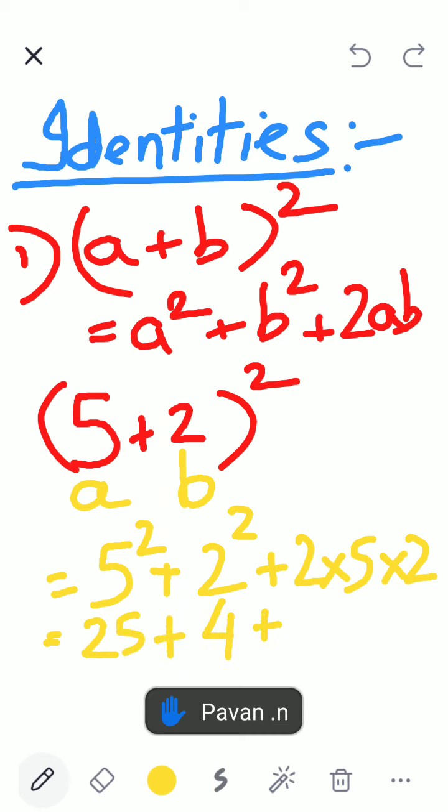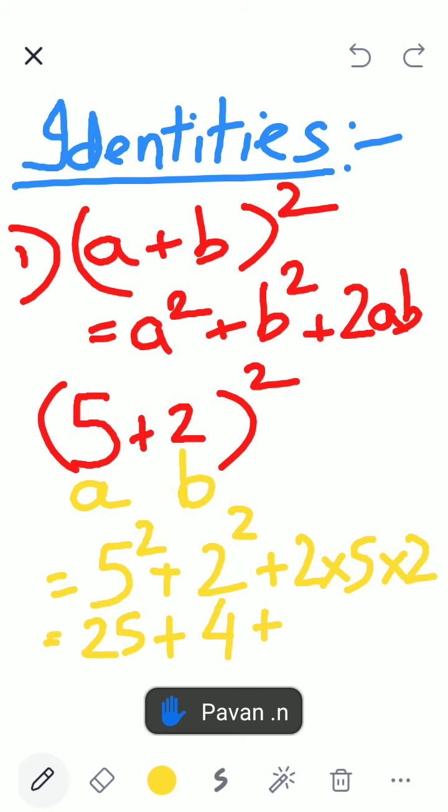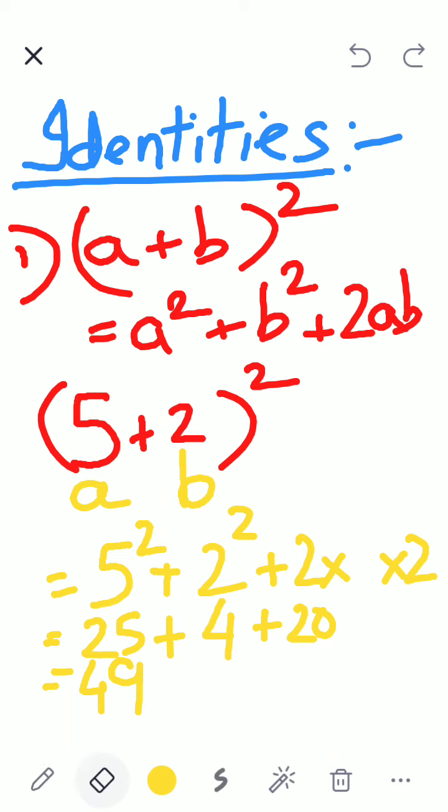And what is 2 multiplied by 5 multiplied by 2? 2 fives are 10 and 10 multiplied by 2 is 20. Children, this is basic. Now add this, you will get the answer 49. So this is a method. Okay, very good.